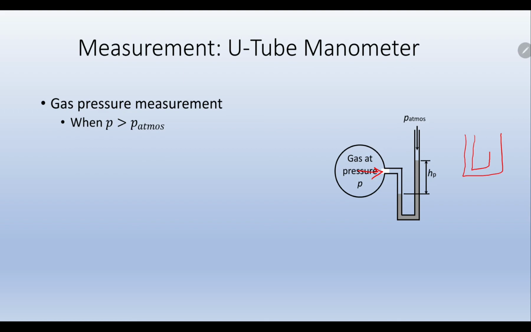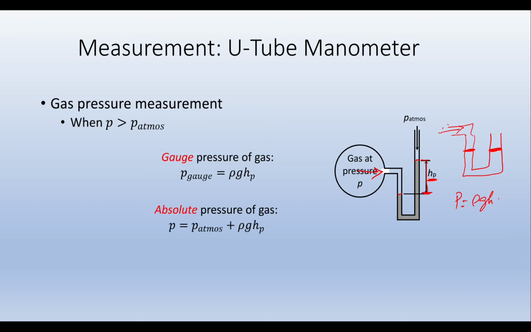Usually, where we attach it, the fluid will be at the same level, because both sides are subjected to atmospheric pressure. When there is an increase in pressure here, this will go down and this will go up. And the difference in the height is hp. We use the same formula, P equals rho g h. So the gauge pressure is rho g hp. The absolute pressure would be atmospheric pressure plus rho g hp.